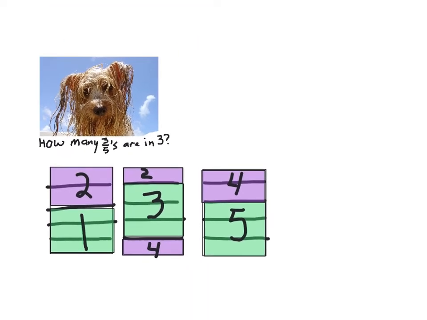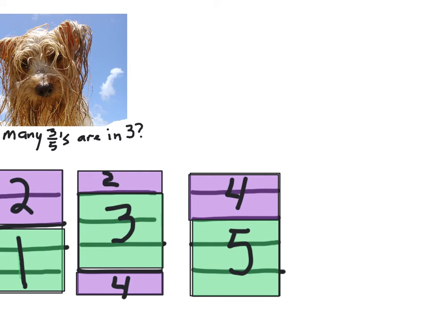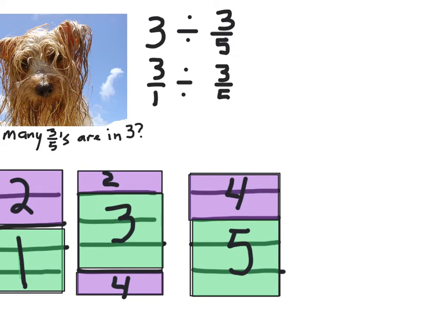So now for the algorithm, I'm going to just come right on up here. And remember, I'm taking this 3 and dividing it into 3/5 parts, right? So it's going to be 3 divided by 3/5, right? And now, as we talked before, 3 is really 3 over 1. So I'm going to go 3 over 1 divided by 3/5, right?